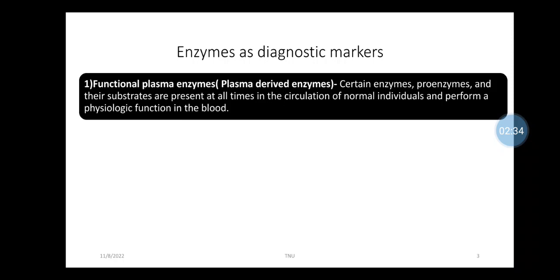Certain enzymes like proenzymes, their substrates are present at all times in the circulation of normal individuals and perform physiologic function in the blood. So what does it mean? That the plasma enzymes are those enzymes which are present all the times in the blood circulation, and their role is inside the blood only. So it has a physiological role in the blood.